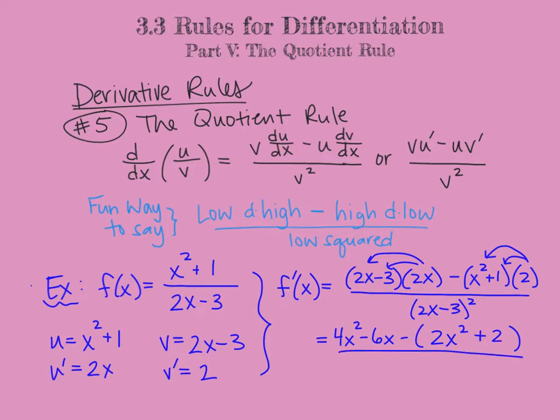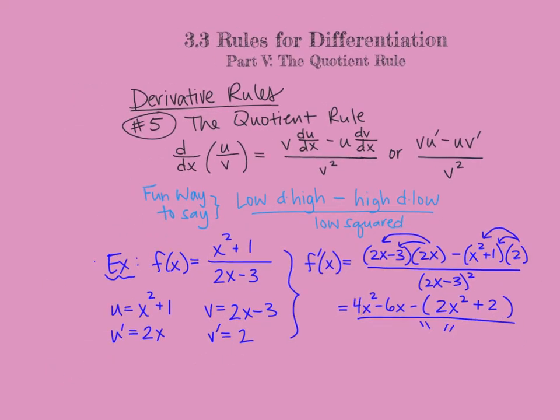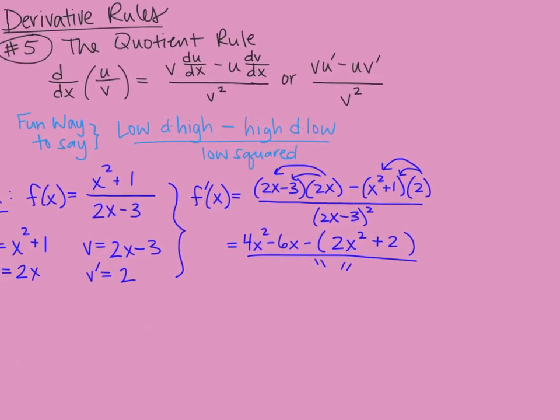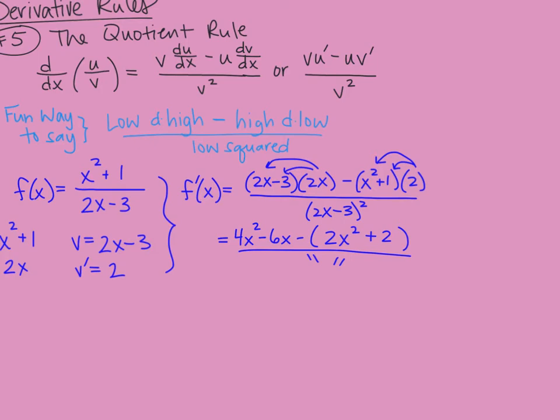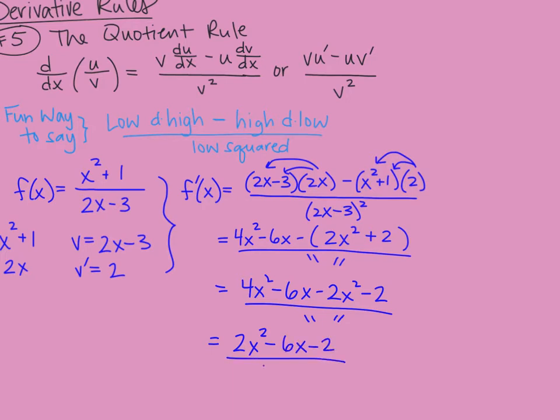And it's still all over low squared, which I'm just going to put quotes there so I don't feel like rewriting it. And that's totally fine. Now when we keep going algebraically, I'm going to distribute the minus sign through. We'll have minus 2x squared and minus 2 all over the same denominator, lazy math. Then I can combine some like terms. We'll have 2x squared minus 6x minus 2 all over the same thing.